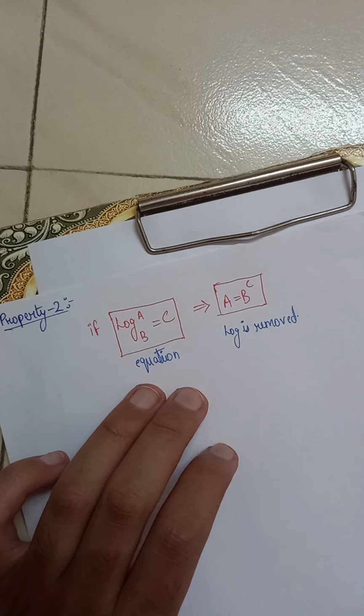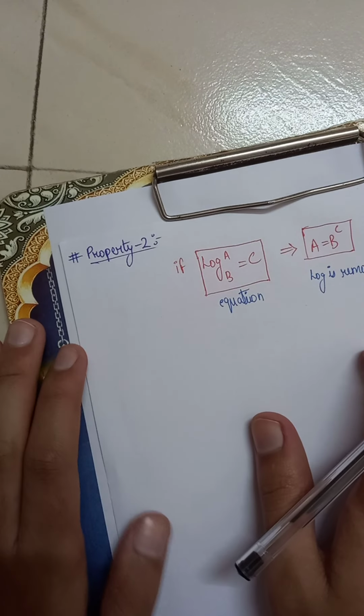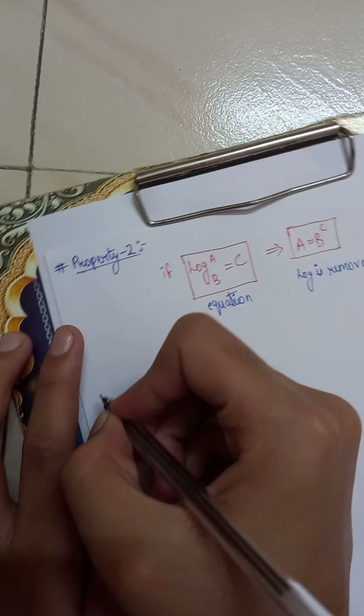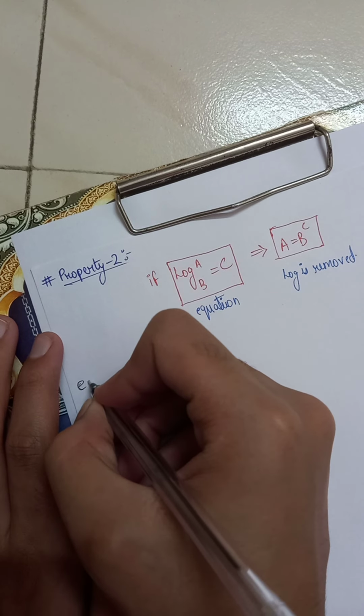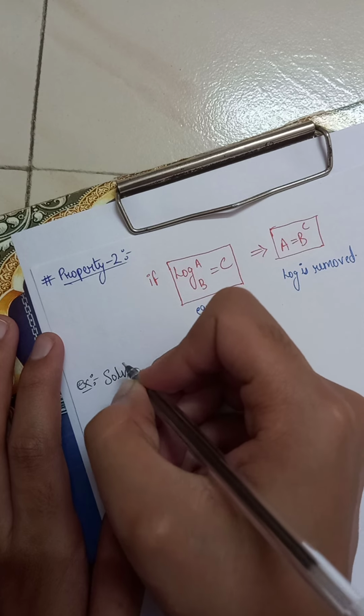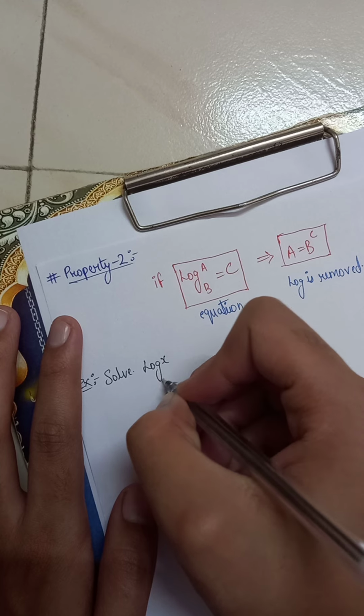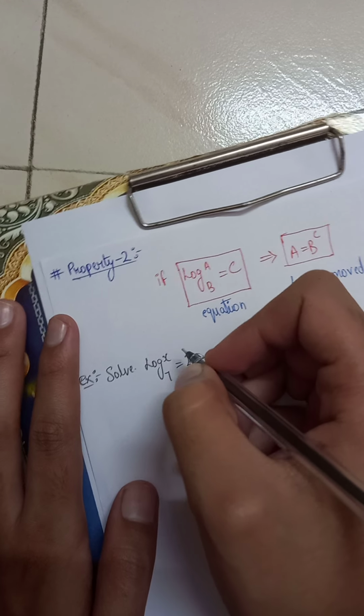So that's it. Property 2 is that much only. Now let's jump into some examples. First example, solve log x to the base 7 is equal to 2.